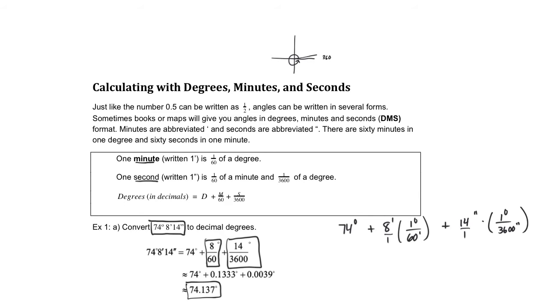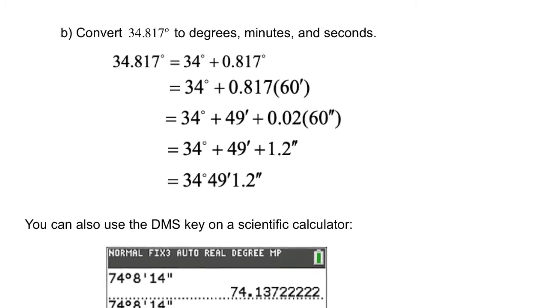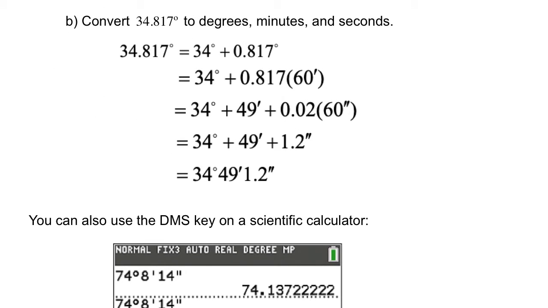Now going backwards is a little bit harder. So let me just show you. So if we're trying to convert 34.817 degrees into minutes and seconds, what we need to do is take our decimal component of our degrees and then just figure out how many full minutes would be equivalent to that decimal. So we multiply our decimal by 60 because that's how many minutes there are in a degree.